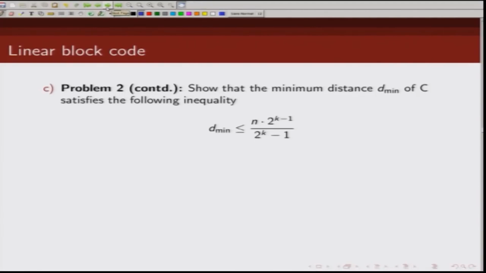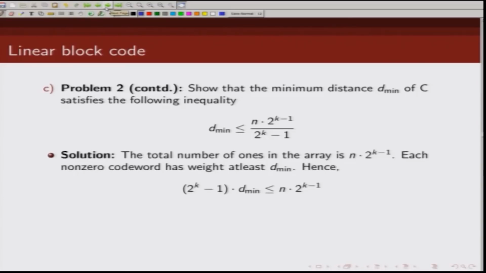Now we prove another result. We show that the minimum distance of the code is upper bounded by this quantity, and to prove this result we are just going to use the result we just proved in the previous section.